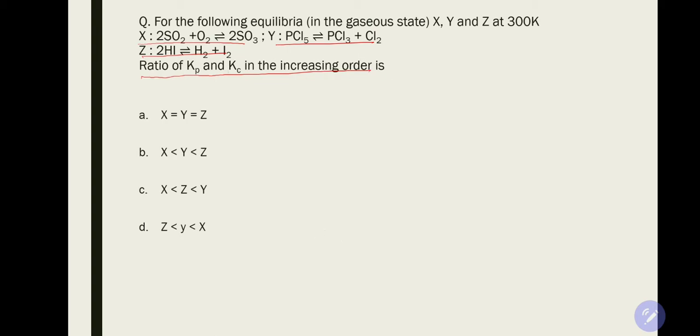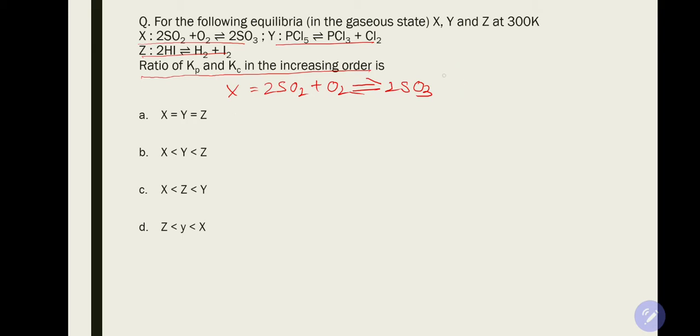Now let us solve this one by one. Let's take the first equation. X is 2SO2 plus O2 gives 2SO3. Am I right? Now directly let us see what is the value of delta n over here.